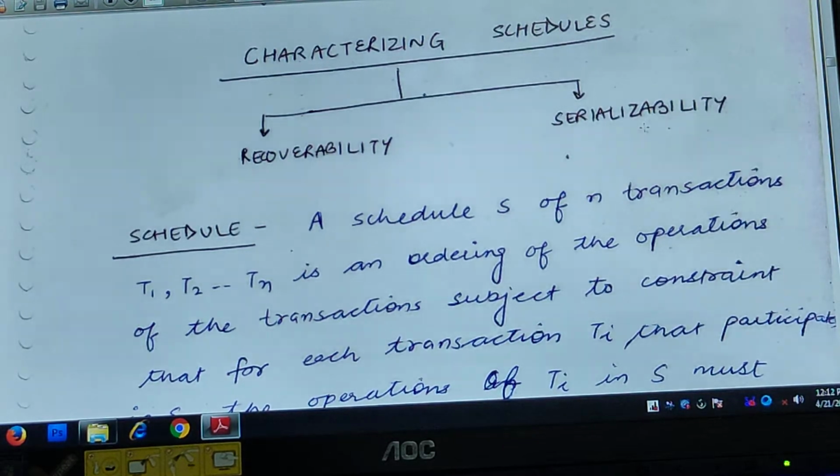Hello students, in this lecture we will study what a schedule is and what the different types of schedules are, that is, a recoverable schedule, what cascading rollback is, and what a cascadeless schedule is. The concept of serializability we will discuss in the next lecture. So let's start with this.